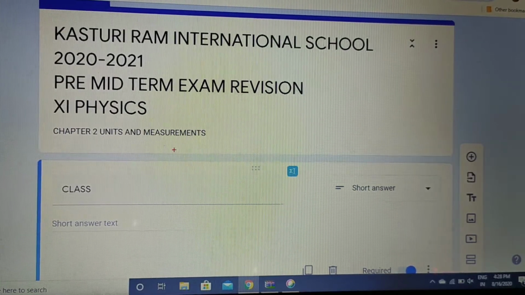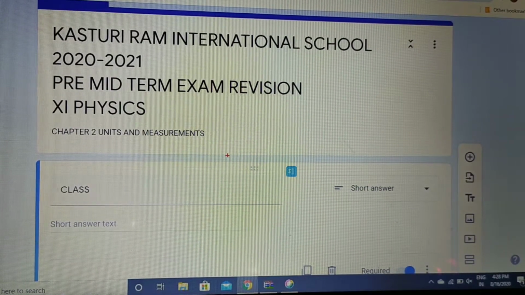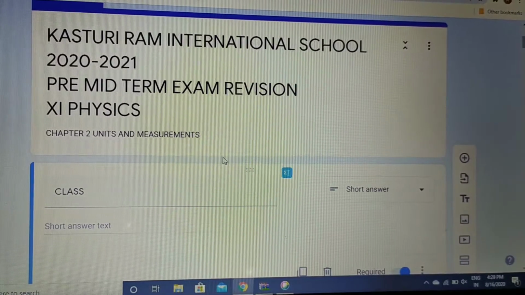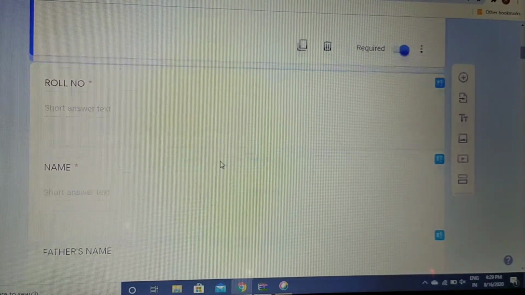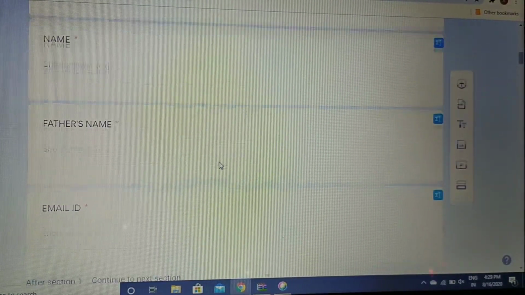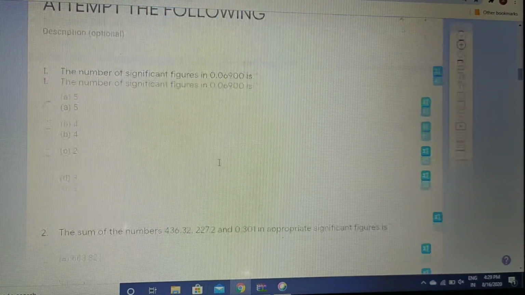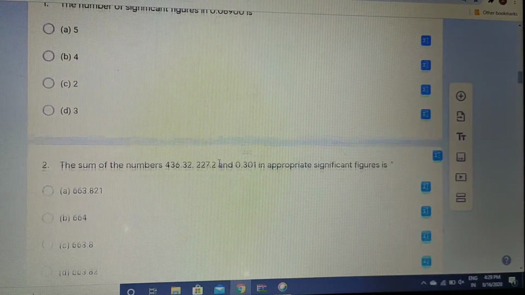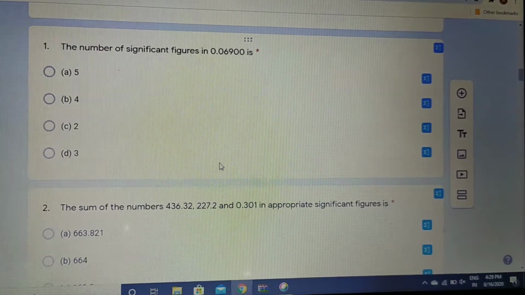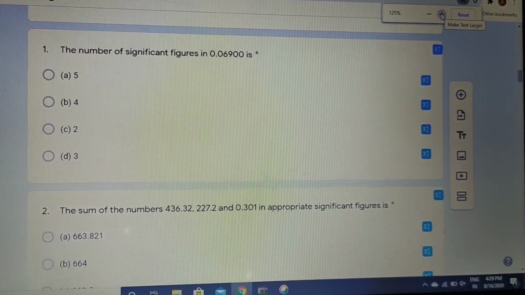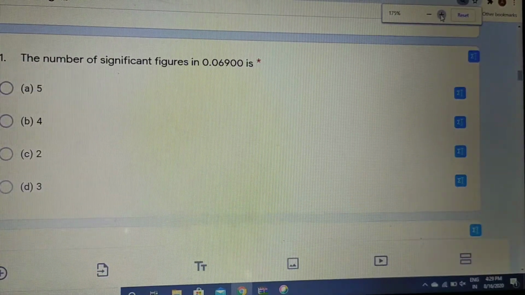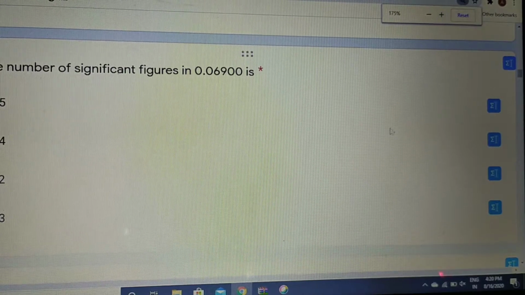So first of all, you have to fill the details as you can see on the screen. Okay, and then let us come to the questions directly. See, these are the questions. Question number 1 you can see on the screen. Wait, let me zoom this question. Okay, so now let us start.